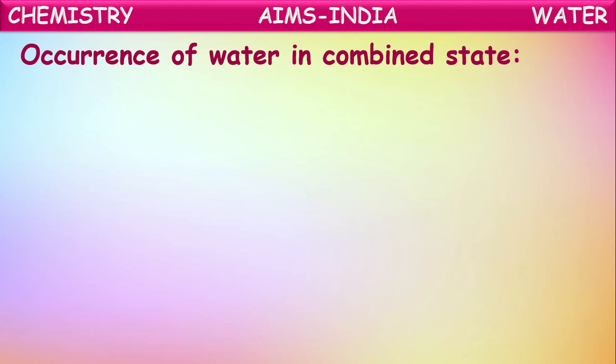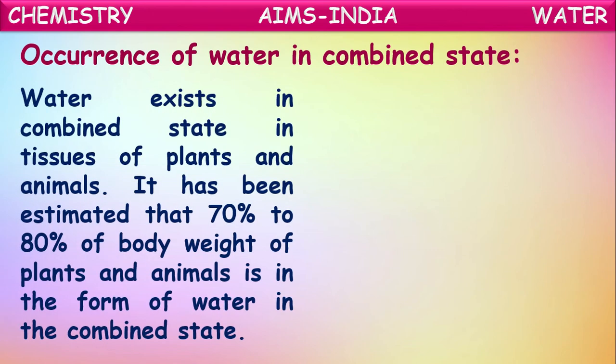Next, the occurrence of water in the combined state. We said water is available in the free state as well as in the combined state. Now we are going to see where water exists in the combined state. Water exists in the combined state in tissues of plants and animals. It has been estimated that 70 to 80% of the body weight of plants or animals is in the form of water in the combined state.